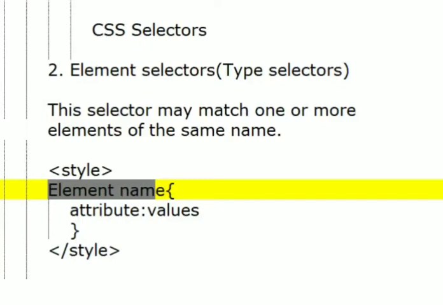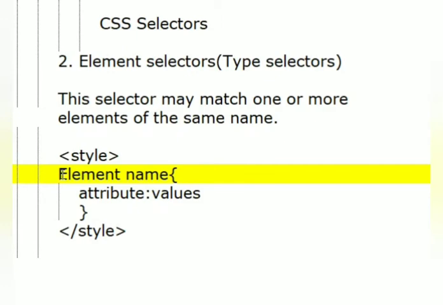In this video, we are going to learn about the element selector. In a previous video, we already learned about the universal selector. If you don't know what the universal selector is, you can watch my previous video. This element selector is also called a type selector. This selector may match one or more elements of the same name.